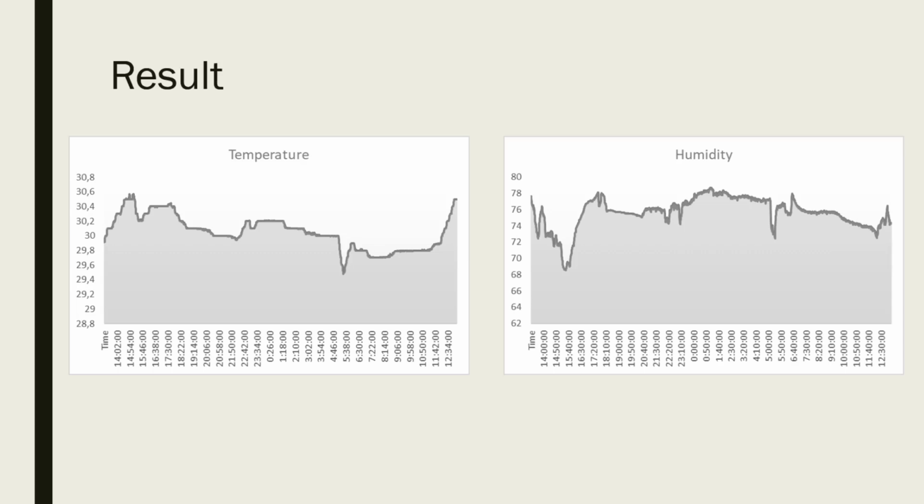The next graph, beside the temperature, is the humidity. This humidity graph is a sample of 20 hours of sensor exposure. In this graph, the lowest point of the humidity is around 68% relative humidity and the highest point is around 78% relative humidity. This is the result of temperature and humidity detection from the MQTT protocol.